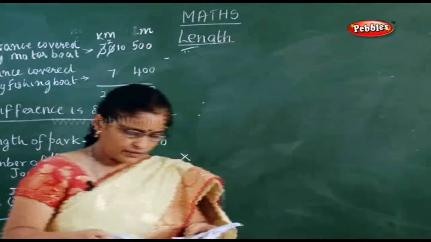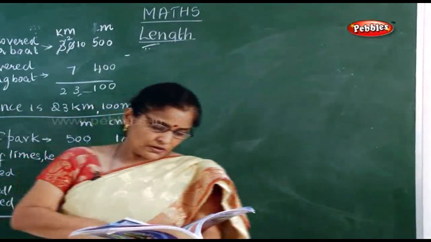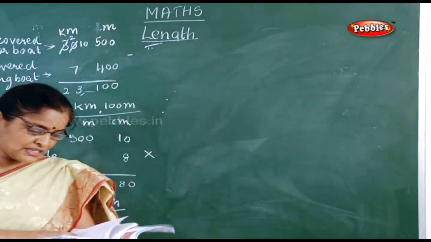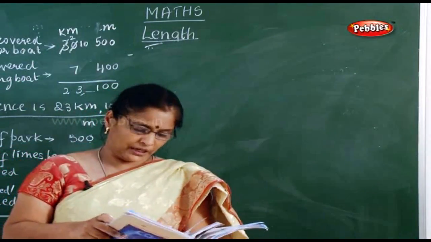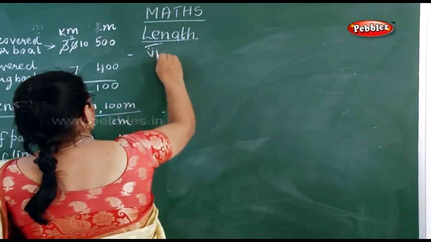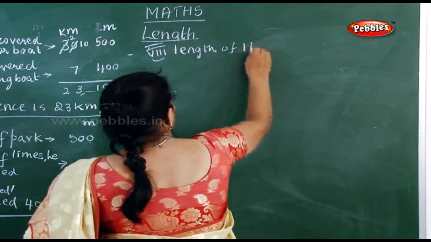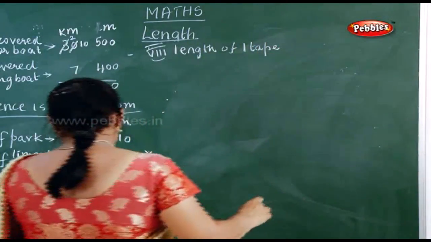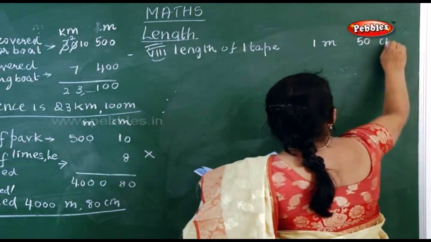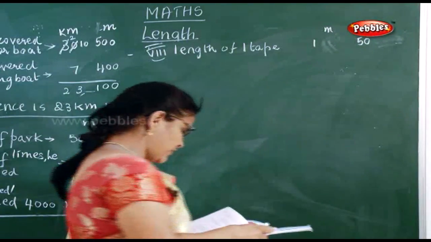Now, what is the eighth sum? The length of one measuring tape used by a tailor is 1 meter and 50 centimeter. So now what is the eighth sum here? The length of one tape is how much? 1 meter and 50 centimeter. I think you can write here meter and centimeter.